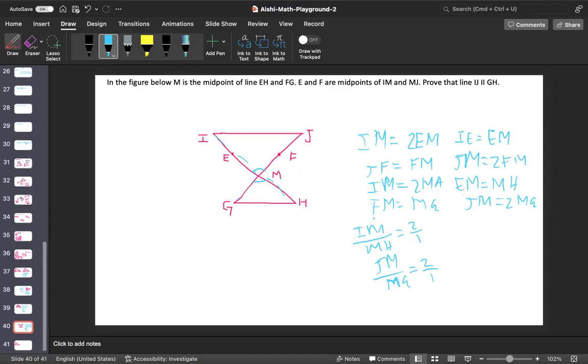And now, since we know that the two triangles are similar, all of these angles are the same, which gives us that IJ is parallel to GH. Woohoo! Well, that was more of a challenge question than before.